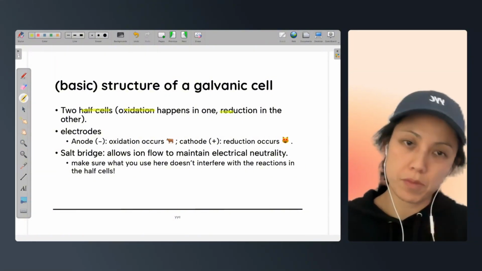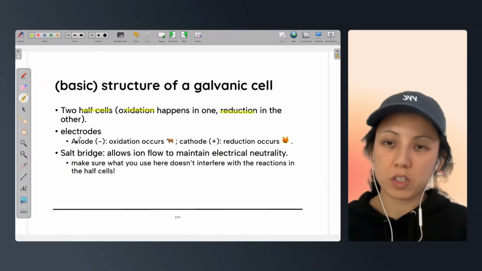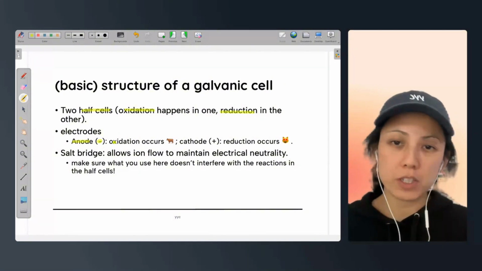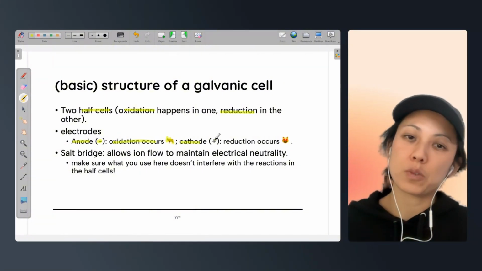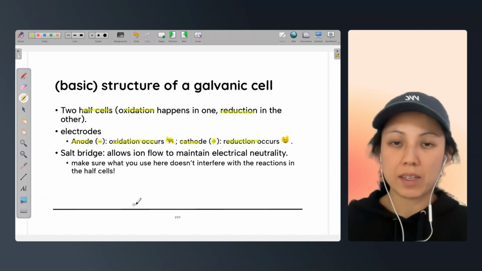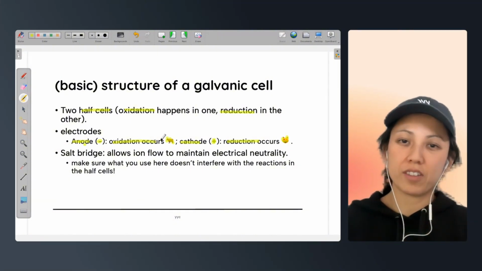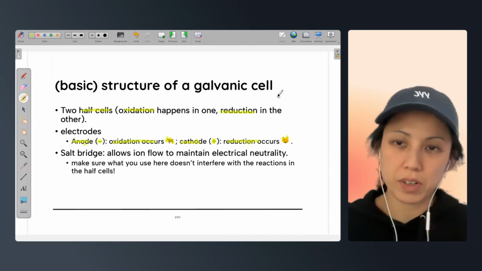Oxidation happens in one, reduction happens in the other. We can't have redox without those two. One of those is going to be what we call an anode, which will be a negative polarity. Now, anode is where oxidation occurs. So remember, an ox. The cathode is where reduction occurs, like a cat, right? And it's positive in terms of its polarity. So anode, oxidation, cathode, reduction, a red cat. I tried to get a red cat, but see the red eyes, I don't know.